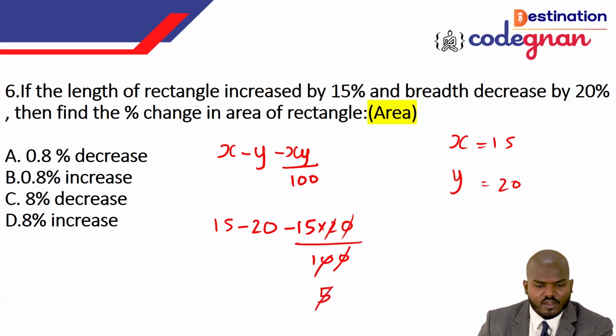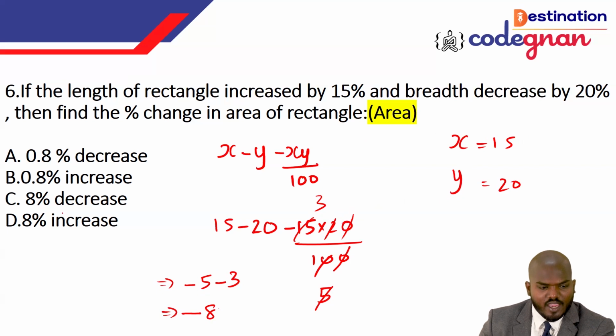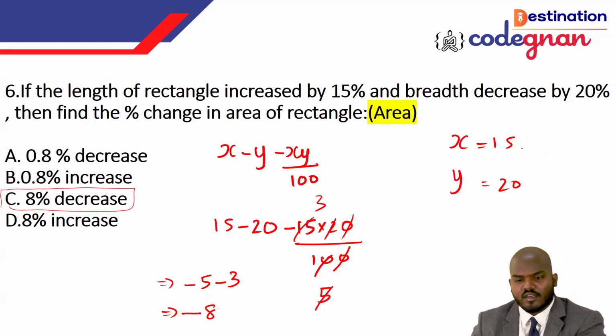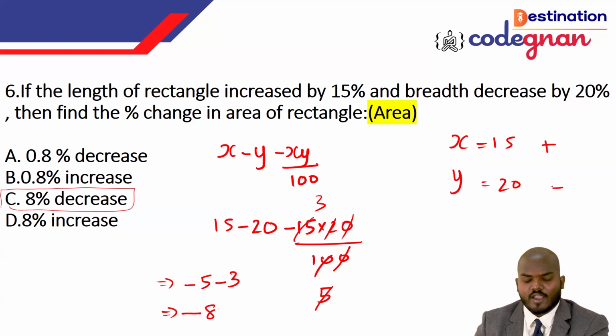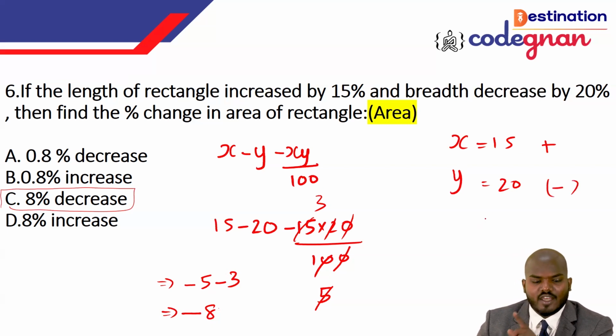It will give you 5 times 3. So this will give you minus 5, minus 3, that will give you minus 8. So minus 8 means you will call it a decrement. Here it is plus, here it is minus, so if the minus is there, it indicates the decrement. You can easily sort out the answer. This is how you must use the values here.